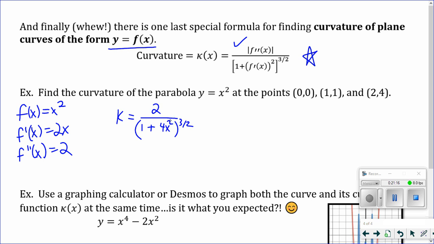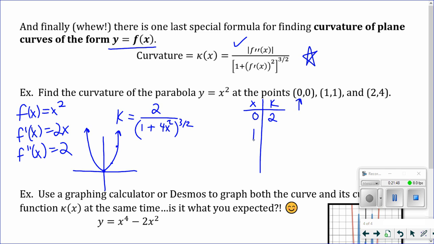Now remember what a parabola looks like. We got a parabola, 0, 0, it goes to 1, 1, it goes to 2, 4. This is just like the right side of a parabola, and we have the parabola coming up the other side as well. Let's plug in x equals 0. If I plug 0 into my curvature equation, I get 2 on top, and the bottom is 1 to the 3/2, so it's 2. At 1, I get 2 over 1 plus 4 on the bottom, so 2 over 5 to the 3/2, which comes out to 0.18.